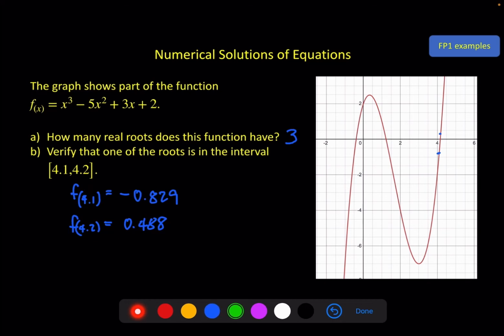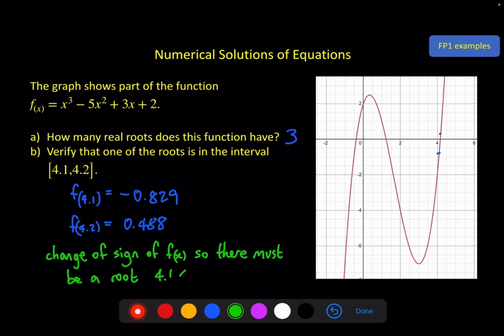And the key idea here, the key phrase to use is change of sign of f of x. So there must be a root in the interval 4.1 to 4.2. And we know that for sure because cubic equations are continuous. Again, for your exam situation, this is the key phrase here that the examiner will want to see.